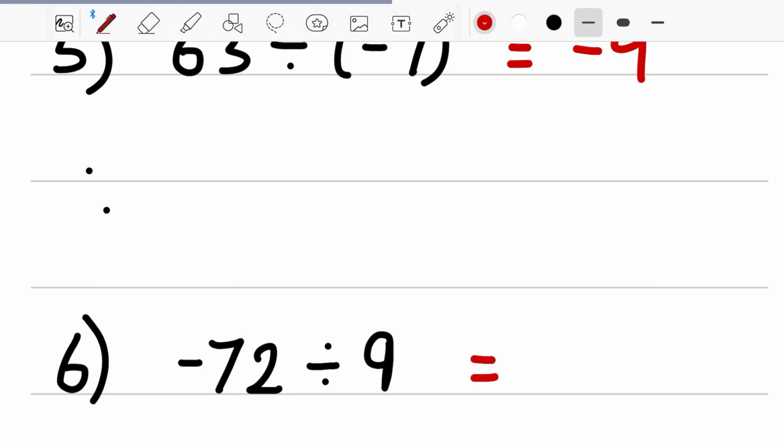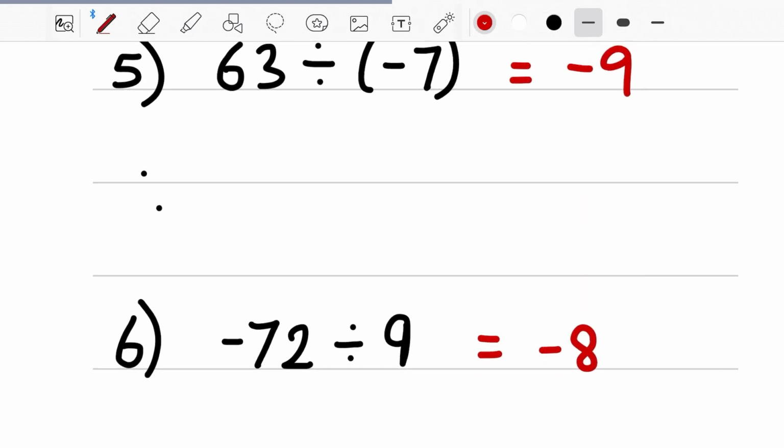Minus 72 divided by 9. So 72 divided by 9 is 8. Since 72 is negative and 9 is positive, your answer is -8, right? The signs are different.